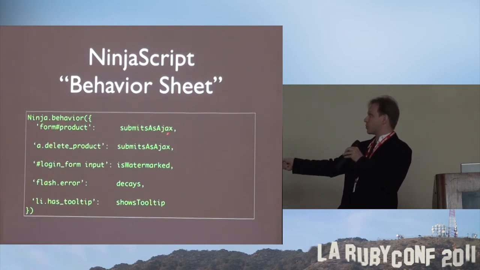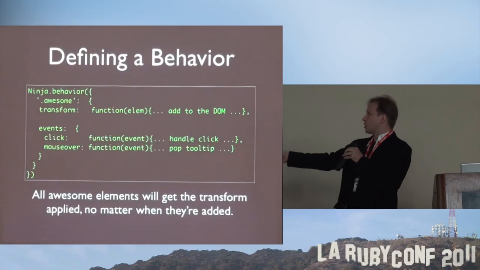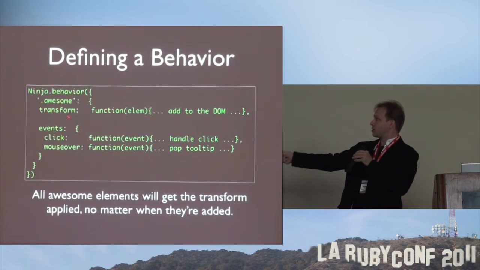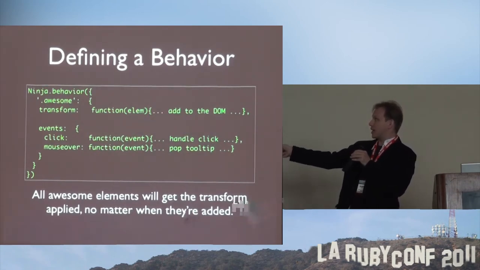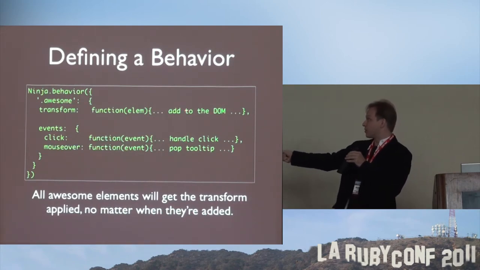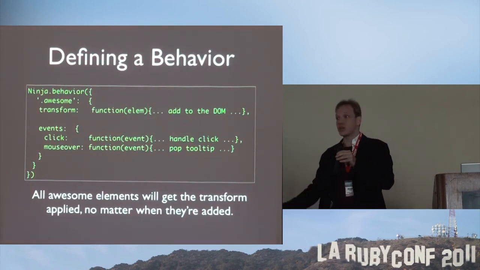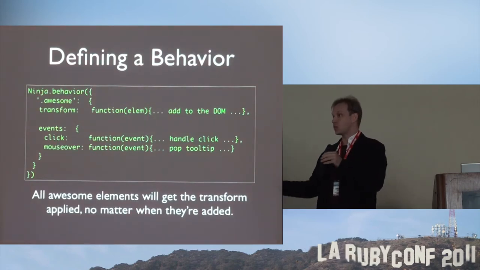After the selector, where you would pass a behavior, you can pass a behavior object. So this is something with the class of .awesome that gets a behavior block that has a transformation. So whenever a .awesome anything is added to the page, doesn't matter if it's early or late, this code is going to get run to transform it. That could add things to it, that could completely replace it with another element, whatever we'd like to do.